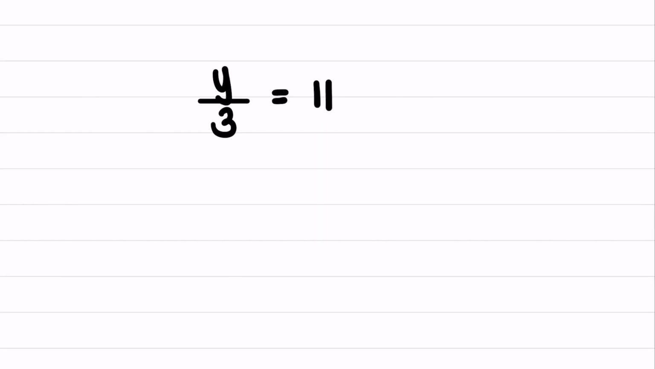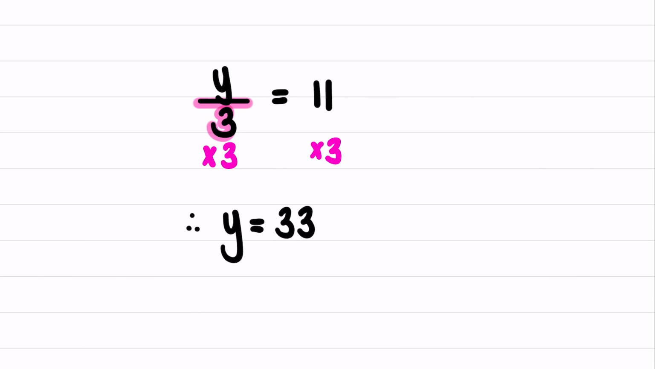Alright, now I have y divided by 3 equal to 11. So if I have y divided by 3, that means that I want to get rid of this divided by 3. And how do I get rid of divided by 3? I do the opposite of divide, which is times. Now if I times the left-hand side by 3, I need to times the right-hand side by 3 as well. So y divided by 3 times 3 gives me y equal to 11 times 3 is 33.